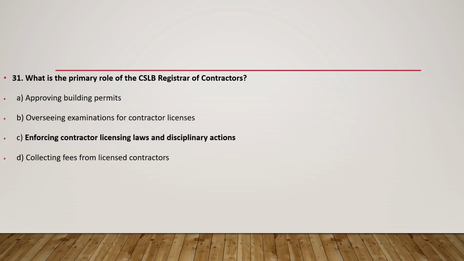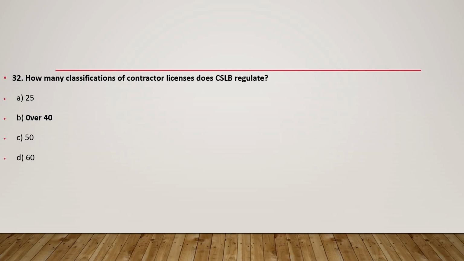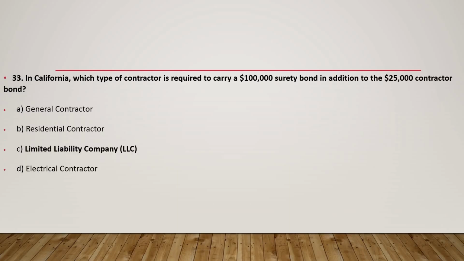31. What is the primary role of the CSLB Registrar of Contractors? C. Enforcing contractor licensing laws and disciplinary actions. 32. How many classifications of contractor licenses does CSLB regulate? B. Over 40. 33. In California, which type of contractor is required to carry a $100,000 surety bond in addition to the $25,000 contractor bond?